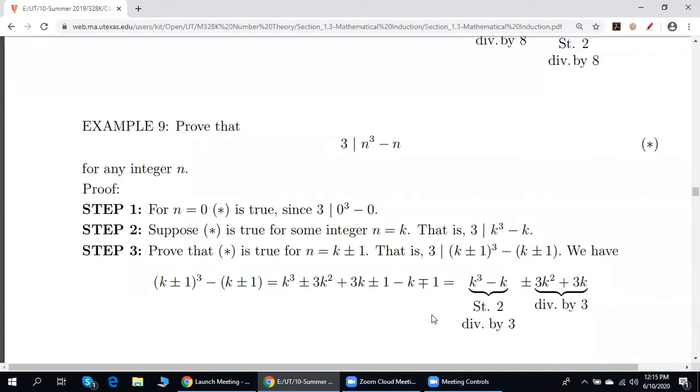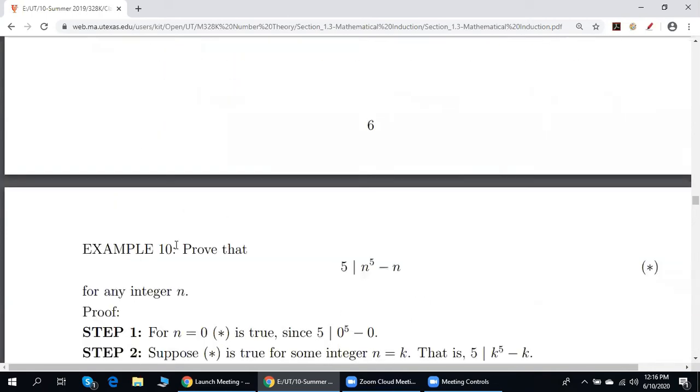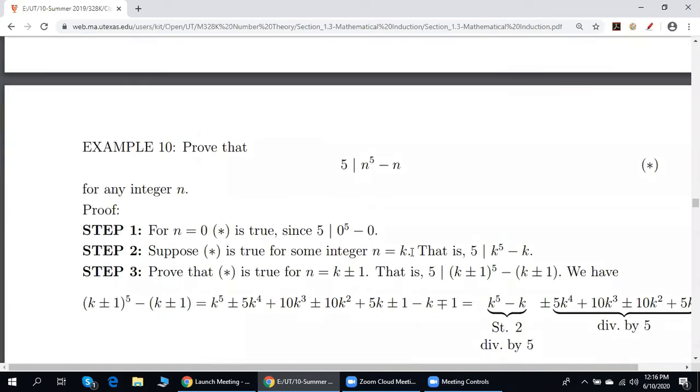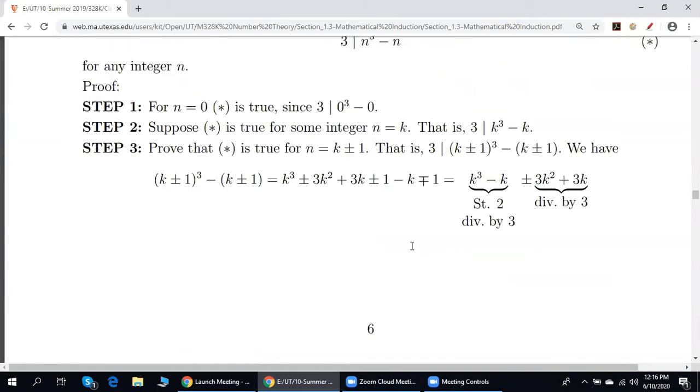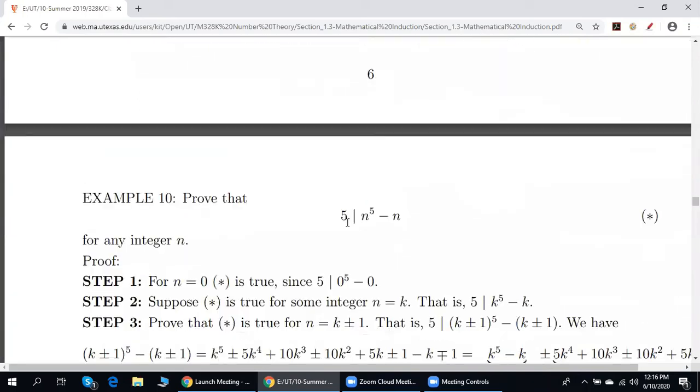And note that no matter whether we have problem number 1 or problem number 2, 1 will be cancelled anyway, because in problem number 1, here we have +1, but here -1. In problem number 2, here we have -1, but here +1. Now, example number 10 is very similar to example number 9. We just replace 3 here and here by 5.